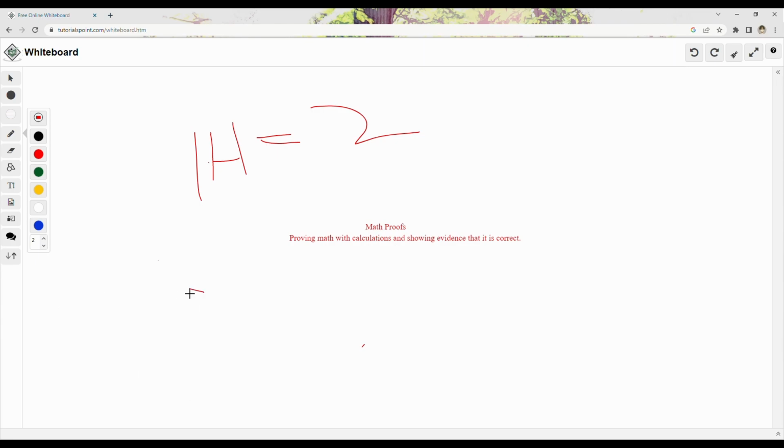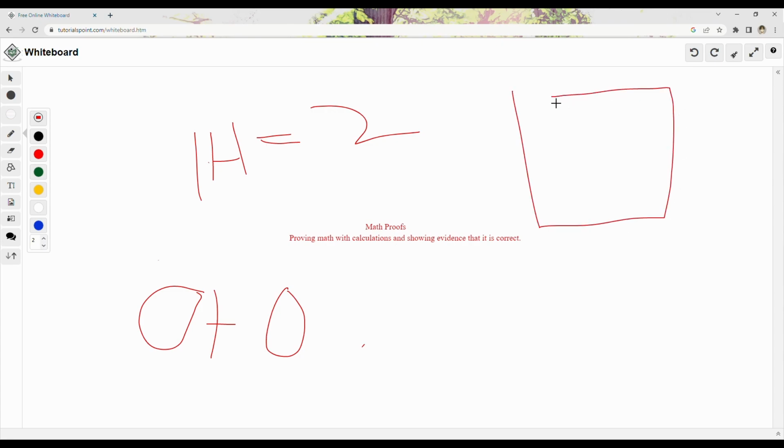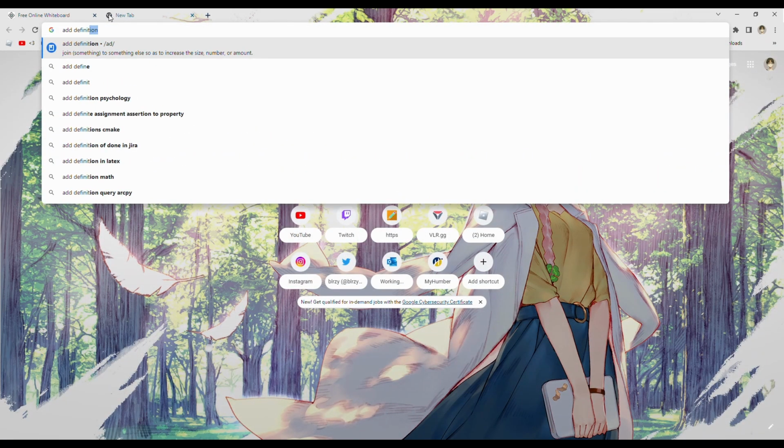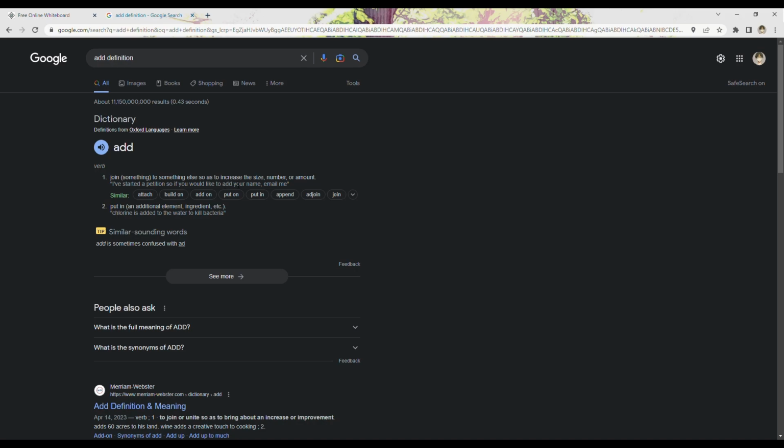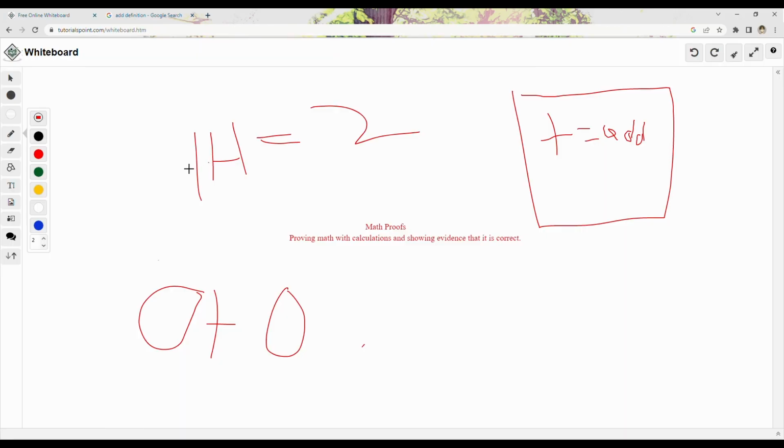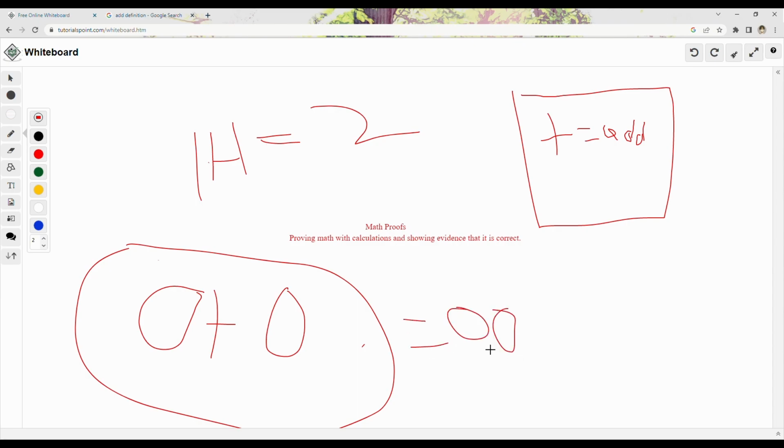Put this in a scenario. We have one ball, right? And then what happens if we add another ball? Let's bring it back to grade 1. Let's put it in a box here. This sign basically means add, and add means join something to something else to increase the size, number, or amount. In this case, we are adding 1 and 1. So 1 plus 1 equals 2. And why is that? Because we are adding this one to the other one. Same thing here. We're adding this ball to the other ball, which equals 2 balls. Alright?